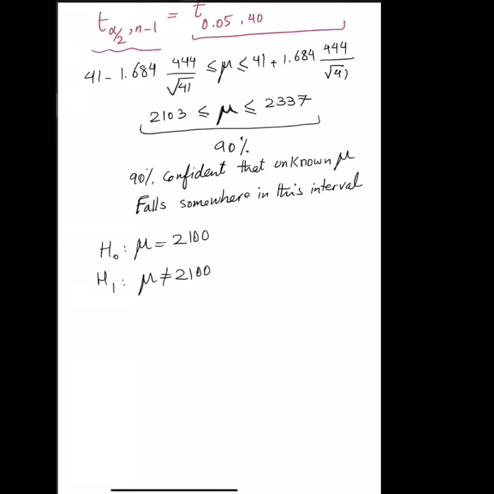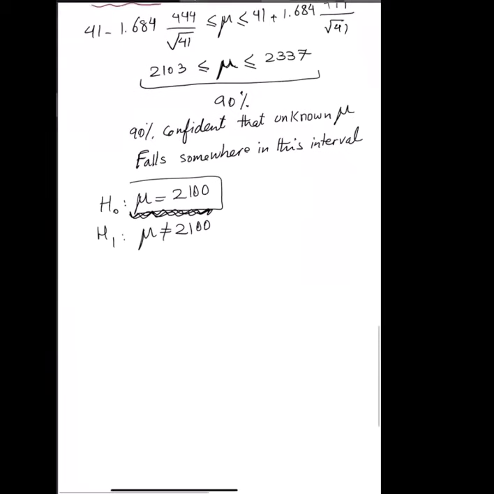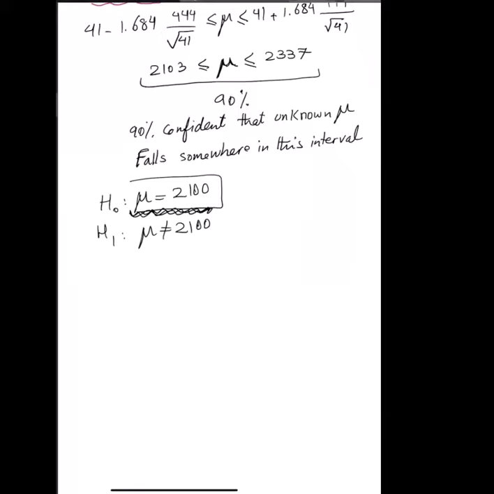So what is your conclusion? I think this unknown mu that I'm looking for is 2,100. We fail to reject that this is the unknown mu. Mm-hmm. Why? Because mu is in the interval of the confidence. No, it's less than 2,103, so we reject it. Yeah, we'd reject it.